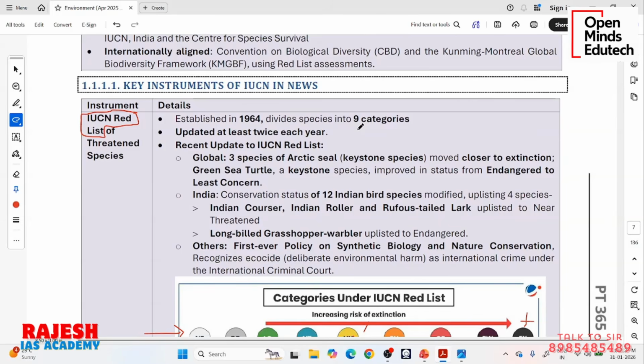Now, key instruments of IUCN in news. So some initiatives and instruments of IUCN in news we are seeing here. First one is the Red List. Of course, as I told you, it is the most famous one. This Red List initiative was started by IUCN in 1964. What it does is divide species into 9 categories, and it is updated at least twice each year.